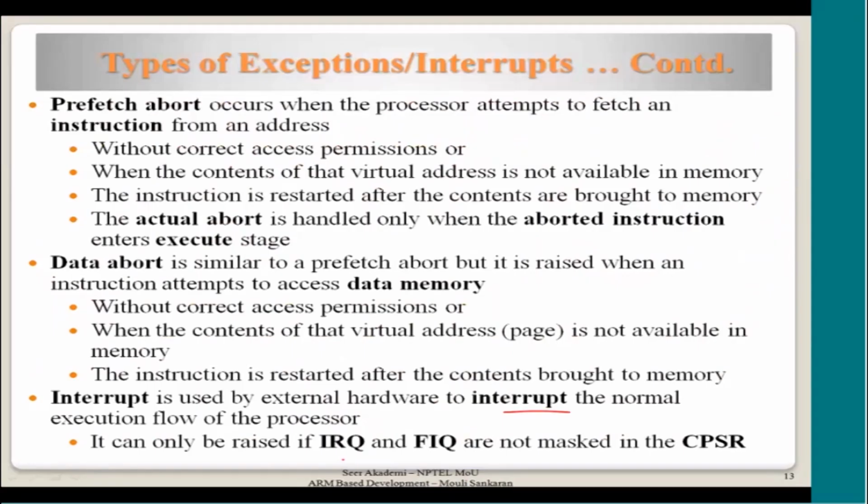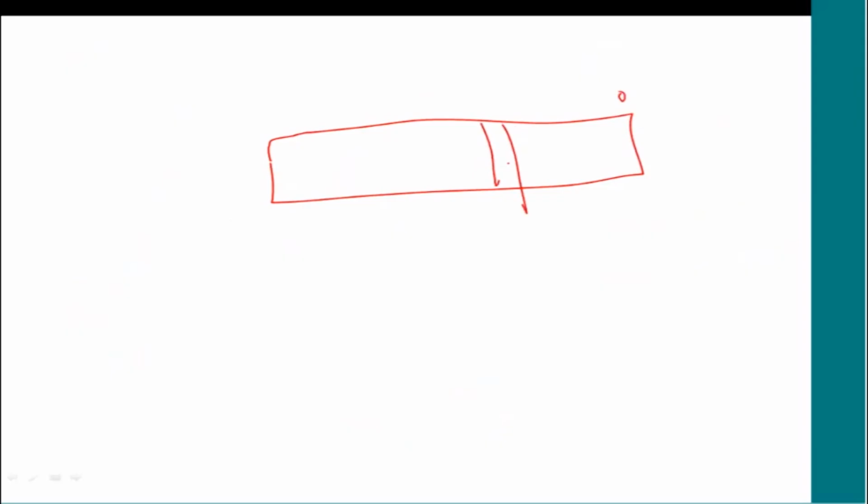And then it can only be raised if IRQ is enabled. One more thing: if you remember, there was a CPSR register. Bits 0 to 4 are the mode bits. Then there is the T bit, this is the FIQ bit, and this is the IRQ bit. This is bit 5, this is bit 6, and this is bit 7. That means 8 bits.